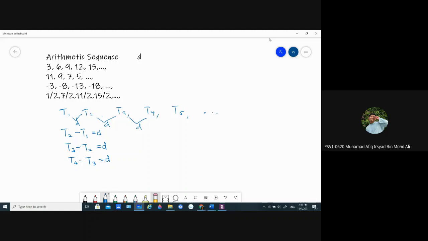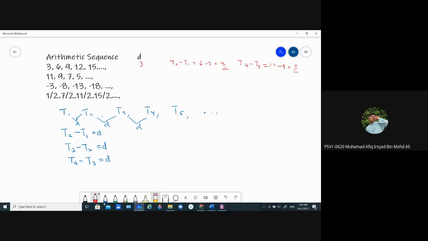So look at this sequence up here. We have 3, 6, 9, 12, and 15. What is D here? What is the difference here? 3. And how do you get D is 3? Term 2 minus term 1 is 6 minus 3, which is 3. Or term 4 minus term 3 is 12 minus 9, which is equal to 3. So we know that D here is 3.